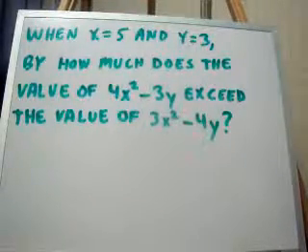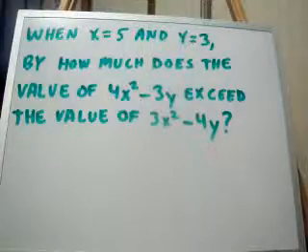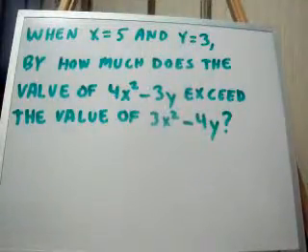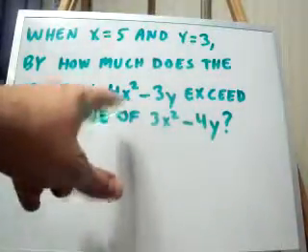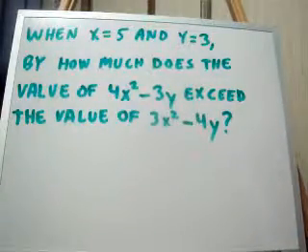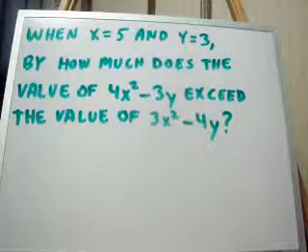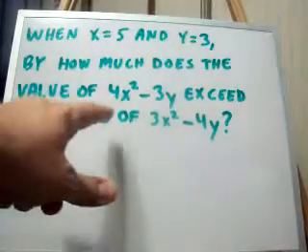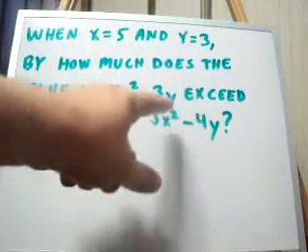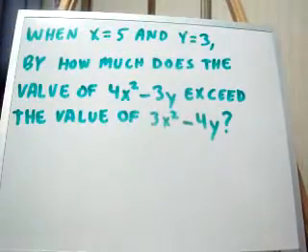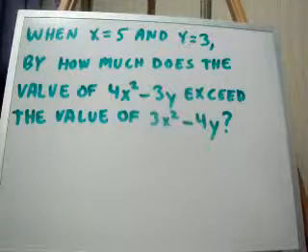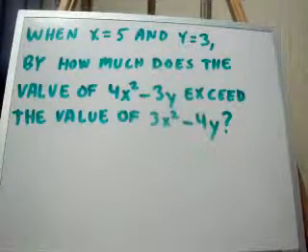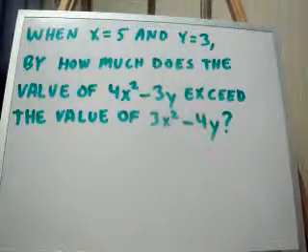Now, all we have to do on this one is first take these two numbers here, and we're going to replace these variables with those numbers. Remember, variables are nothing more than numbers in disguise. So that x is disguising the 5, and that y is disguising the 3. So what is 5 times 5? Well, of course, that's going to be 25.